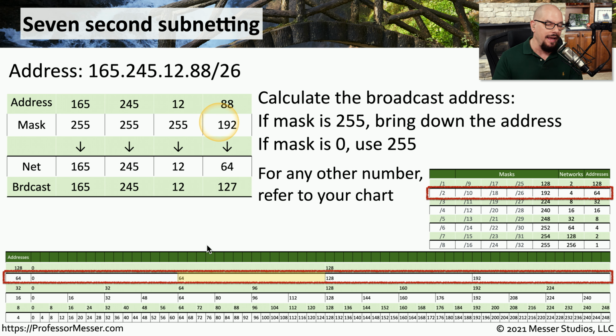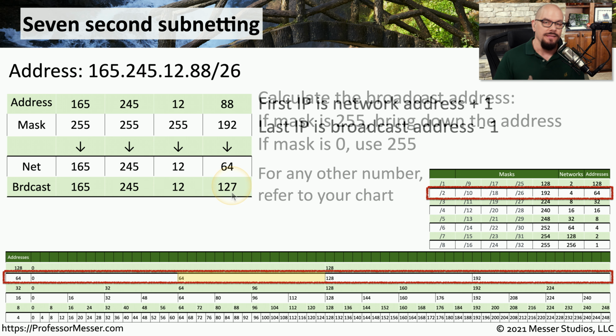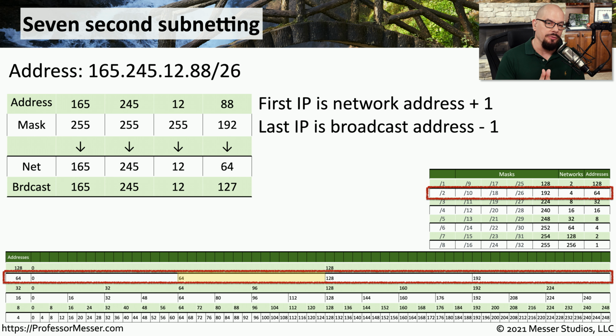We find where the 88 happens to be, and then we look all the way down our chart to determine what the next starting value is in the next set of addresses. And in this case, it's 128, so we subtract 1 from that to give us the broadcast address, which is 165.245.12.127.